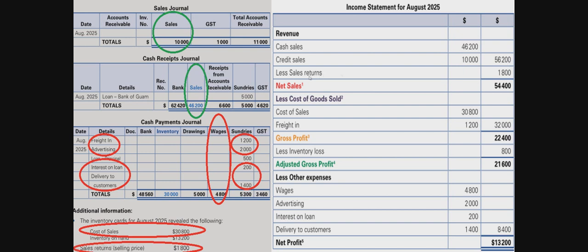$56,200. Less our sales returns of $1,800. Where did we get that sales return from? That sales return came from over here. So whenever customers return items, we have to record it as a sales return on here. So we have to take sales returns away from our total sales, and that gives us our net sales for the period, which is $54,400.